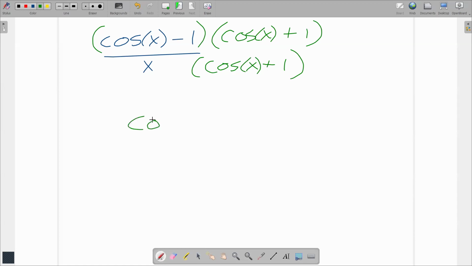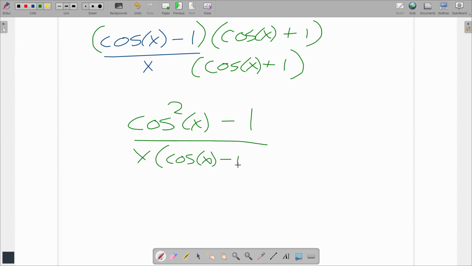So that's going to give me cosine squared of x minus 1. And the bottom, I'm just going to leave as x times parentheses, but you can multiply it out, it doesn't matter. Either way is fine. Plus 1 in the bottom. Okay, why is this better? Anybody recognize the numerator there?